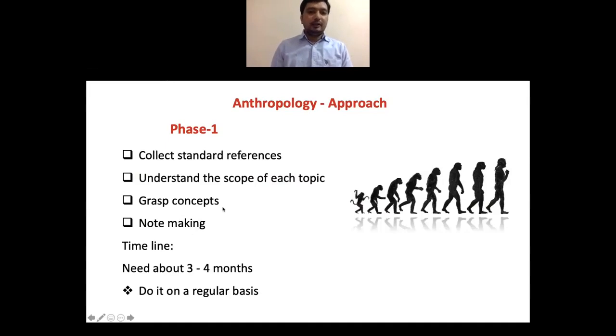Next, you grasp these concepts by reading that information and getting the concepts right. I always prefer students to use at least one alternate material. Don't just stick to one particular material. Read the same topic from a different material, so anything that is missing or anything that you misunderstood can be rectified here. And in the process, I recommend you make notes.